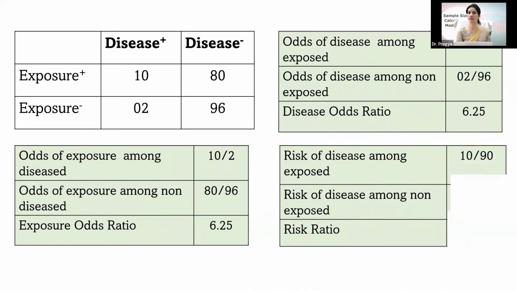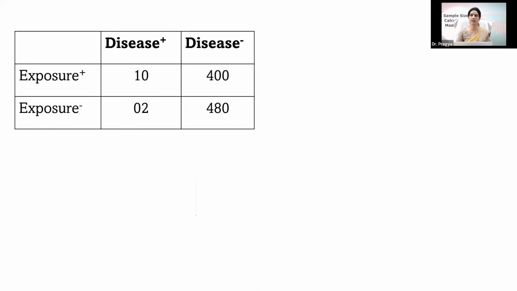And what will be the risk of disease among non-exposed? We have just talked about how we calculate the risk of disease horizontally, because you have to look at the exposure and you have to look at the non-exposed. So yes, it will be 2/98. It will not be 2/96, because 2/96 will be the odds. If you have to calculate the risk, you have to take the whole denominator. So it will be 2/98. And if you calculate the risk ratio in this case, it is 5.5, which is different from the previous one. Now see this third example.